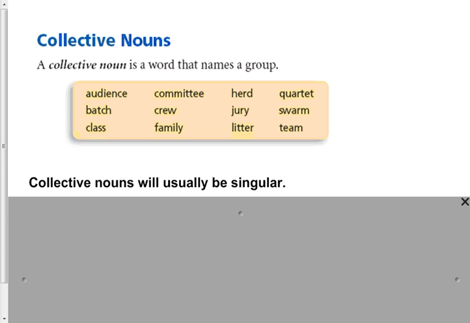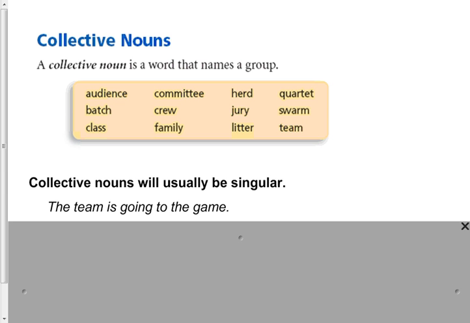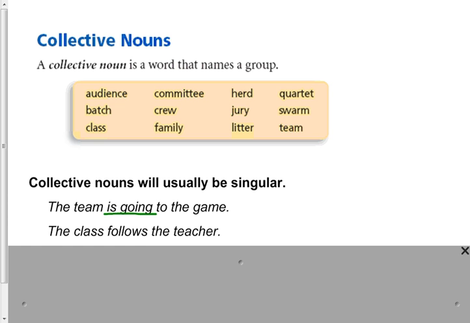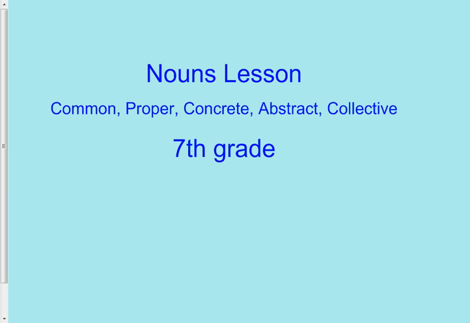Most collective nouns will usually be singular. Not always, but usually they'll be singular. For example, the team is going. That's singular. The team is going to the game. They're going as one unit. The class follows. The whole class is doing the same thing. They're following the teacher. And finally, the jury agrees. The jury is doing one thing. They agree. So it's one thing that's doing the agreeing. So finally, we went over common, proper, concrete, abstract, and collective nouns.